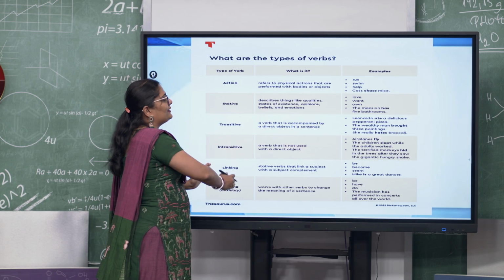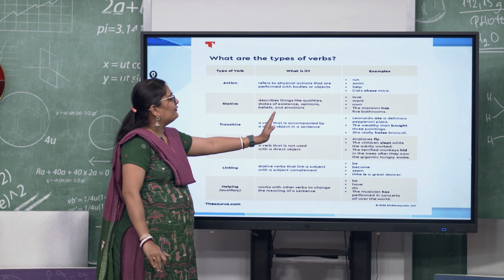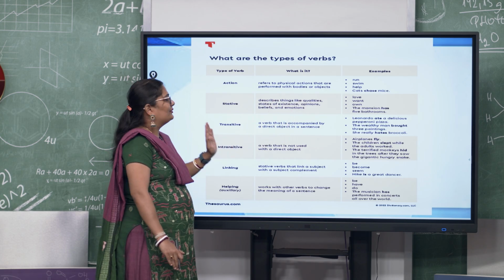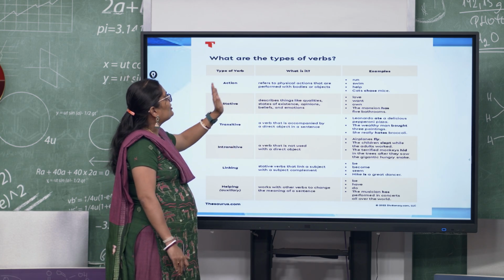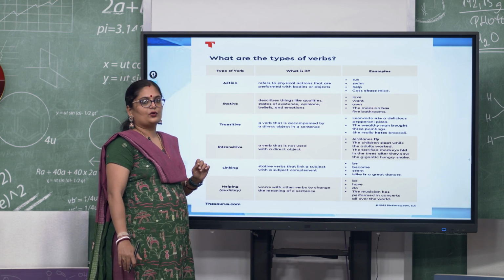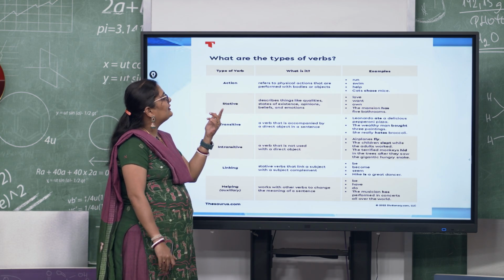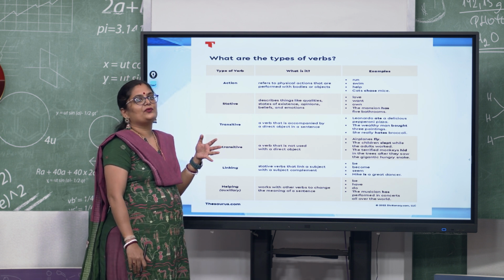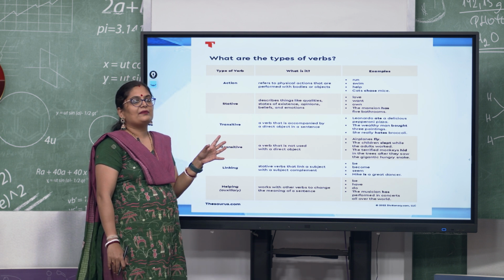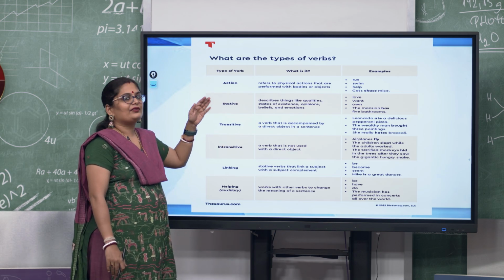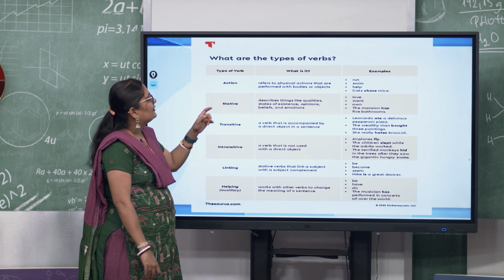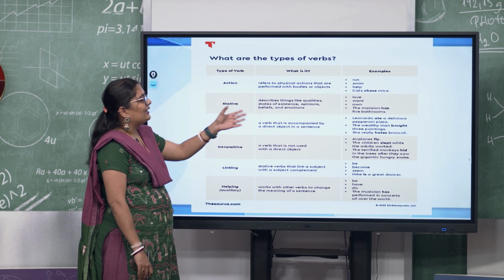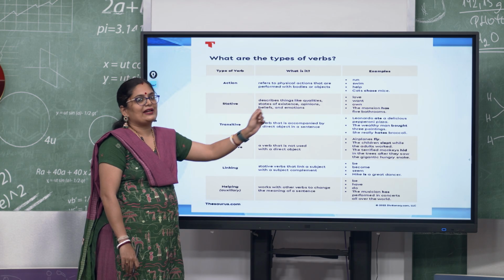So, the type of verb is the first row, description of the verb is the second row, and examples come in the third row. I have described the action verb first. What is it? It refers to physical actions that are performed with bodies and objects. Now, physical actions come in so many varieties. I have given you a few examples. Run, swim, help, and see. Cats chase mice.